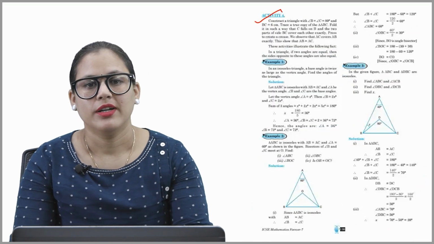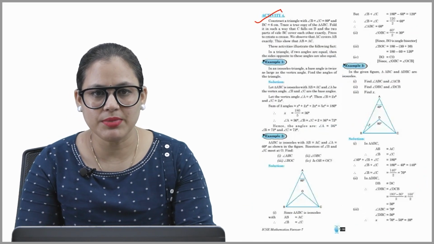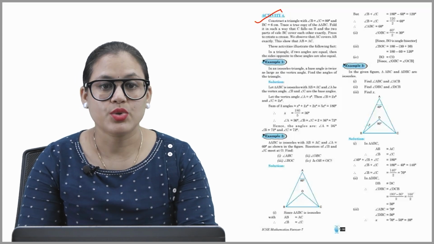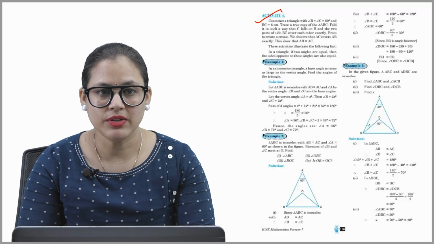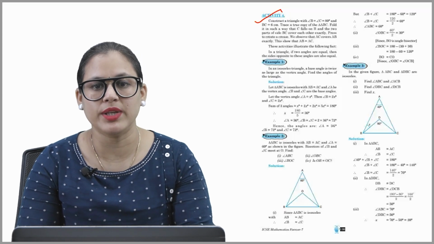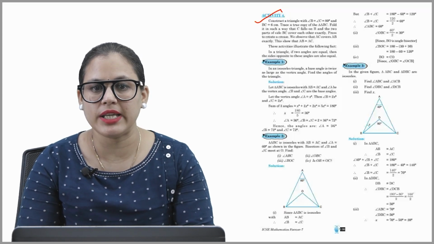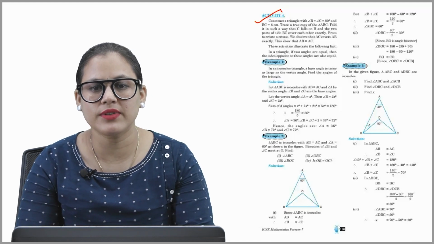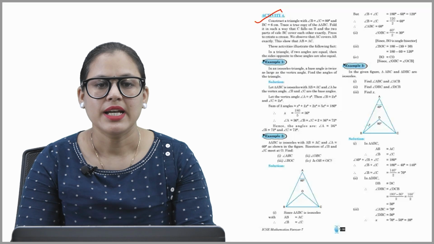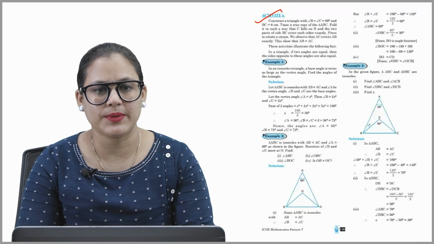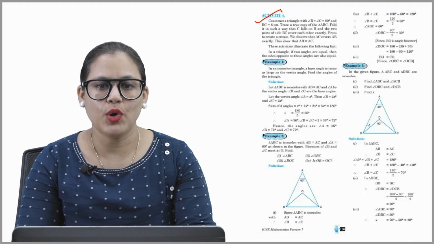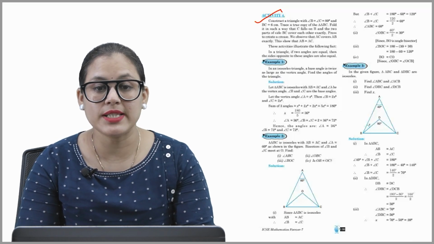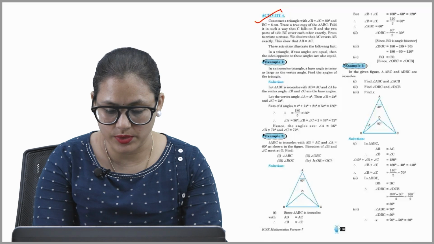Activity 4. Construct a triangle with angle B equals angle C equals 80 degrees and BC equals 6 cm. Trace a true copy of the triangle ABC. Fold it in such a way that C falls on B and the two parts of side BC cover each other exactly. Press to create a crease. We observe that AC covers AB exactly. This shows that AB equals AC. These activities illustrate the following fact. In a triangle, if two angles are equal, then the sides opposite to these angles are also equal.